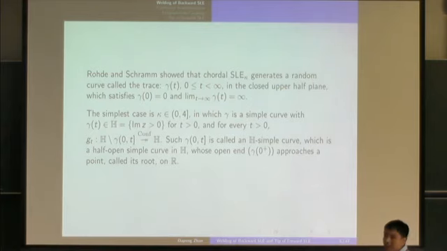We focus on the simplest case, where kappa is less than or equal to 4, in which gamma is a simple curve that, for t greater than 0, stays in the open upper half plane, and g_t maps H without gamma from 0 to t conformally onto the upper half plane. Such gamma we call an H-simple curve. By H-simple curve, we mean a half-open simple curve in the upper half plane whose open end approaches a point on the real line.